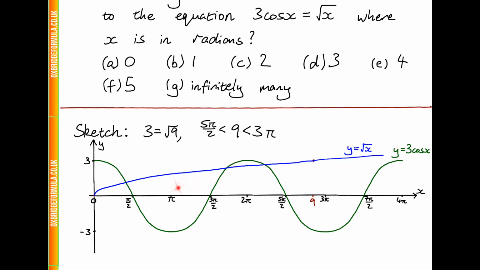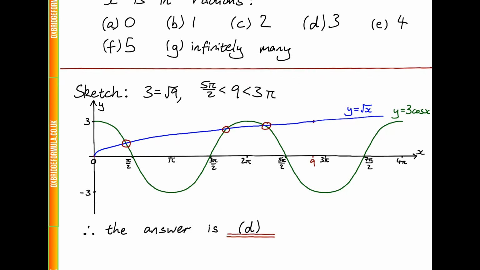So we can look and we see there are 3 points of interception between the two curves here and no more further to the right of this, so therefore our answer is that there are 3 interceptions between these two curves and therefore 3 real solutions to the equation 3 cos x equals the square root of x. So 3 is option D, so our answer to this question is option D.